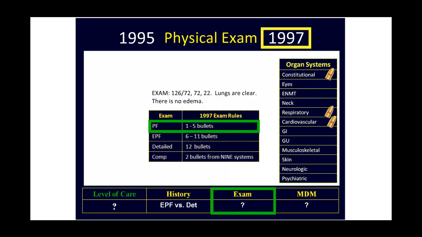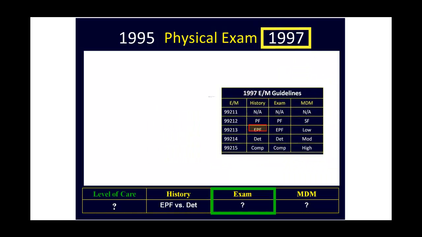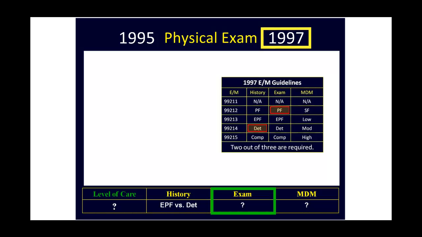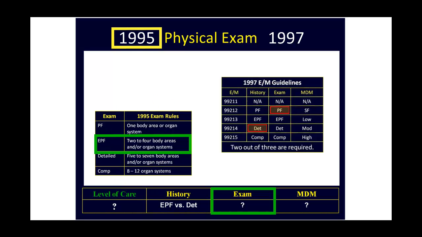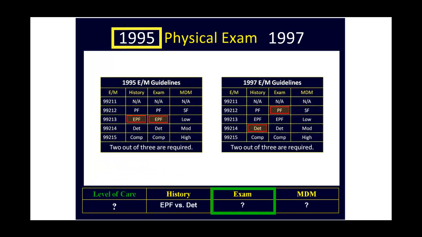Going back to our documentation grid, now we know that using the 97 guidelines, this exam puts us right here in the table. Using the 95 guidelines, we had an EPF exam, which puts us right here in that table. So now we know we have an EPF versus a problem-focused exam. The last step is to figure out the medical decision-making.